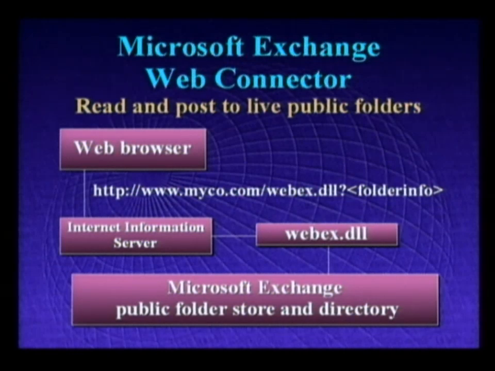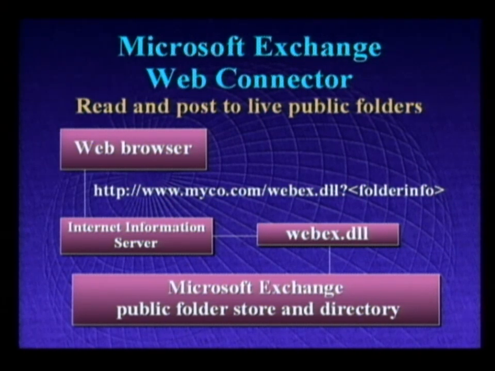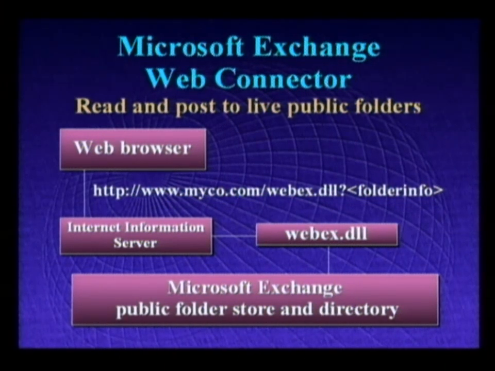We built it as an ISAPI application with an extension DLL called webex.dll. Basically, once you give the URL to connect to the Web Connector, you specify the public folder that you want to access as part of Microsoft Exchange. The Web Connector will then call MAPI, basically the MAPI Gateway APIs and the MAPI Store APIs, to extract that information from Exchange and publish it out to the internet as HTML.